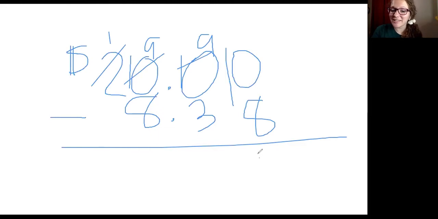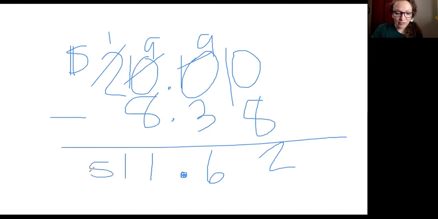10 minus 8 is? 9 minus 3 is? My decimal point is going to drop straight down. 9 minus 8 is? And 1 minus nothing is? So the amount of change that I would get is $11.62. Very good.